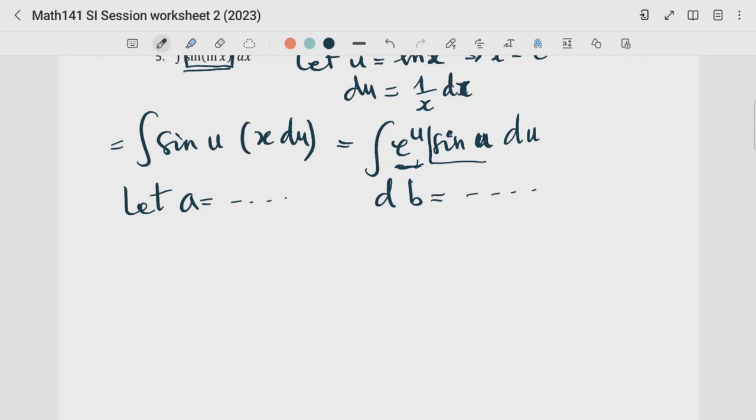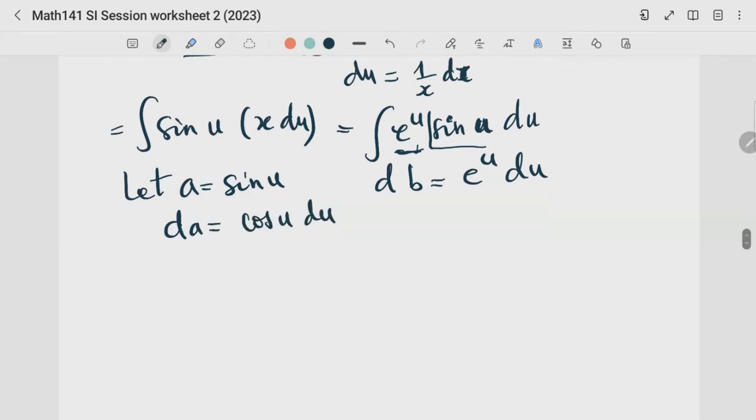I think we should make a to be equal to sine u. Okay, that's one way. Yeah, let's try that. So if we let a be equal to sine u, then our db will just be e to the u du, right? And our da will be cos u du, right?